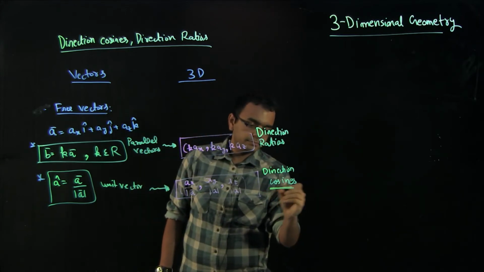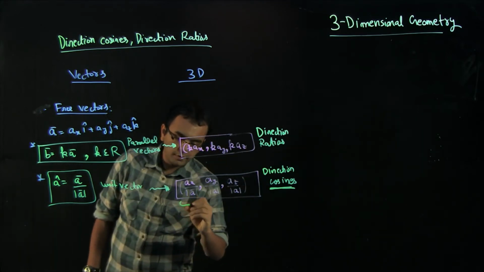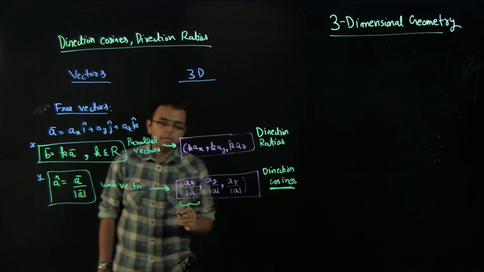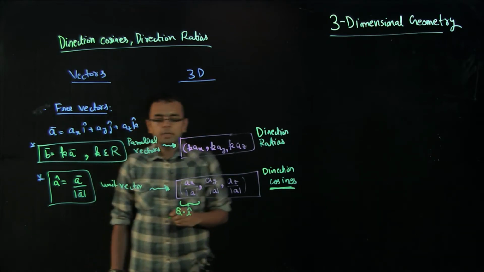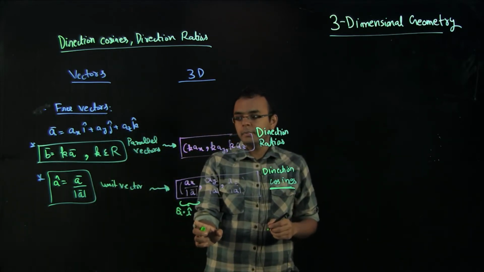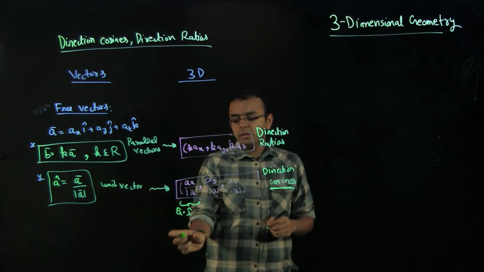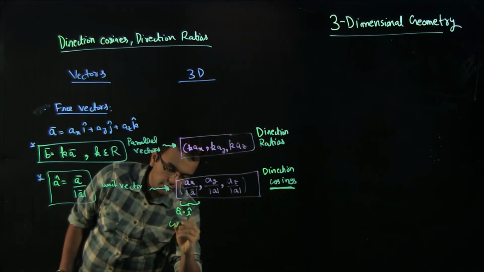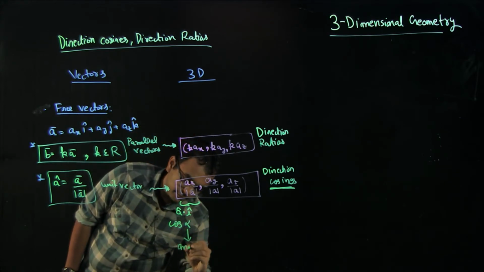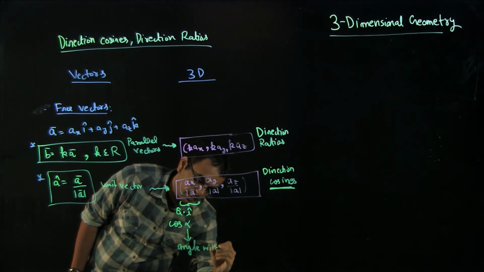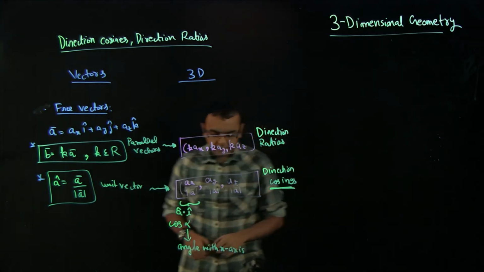For this, there is a physical interpretation. Ax by mod of A is nothing but A cap dot I cap, and you can check for yourself that if you take A cap dot I cap, only the x component will remain, and this is nothing but cos of alpha, where alpha is the angle with the x axis.